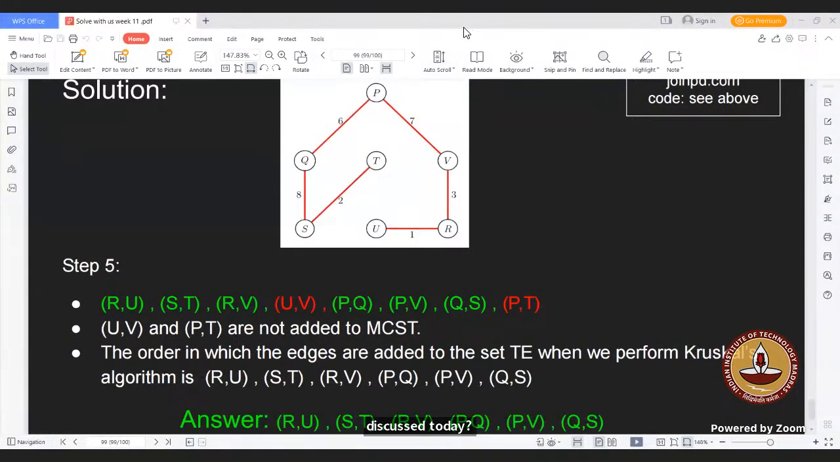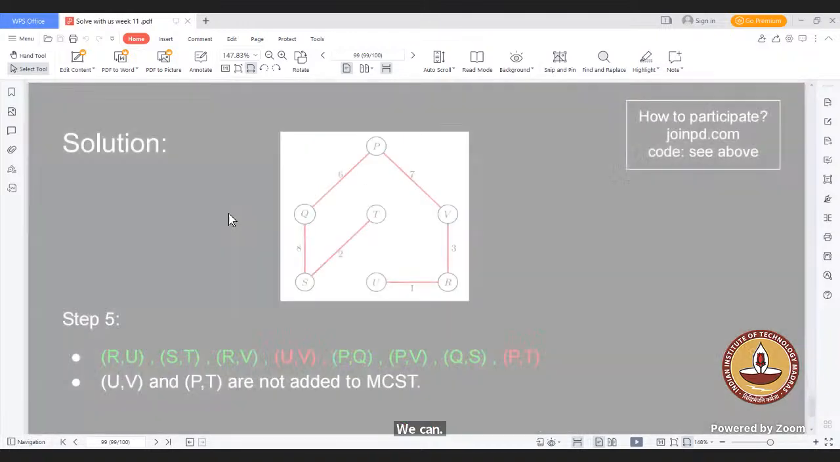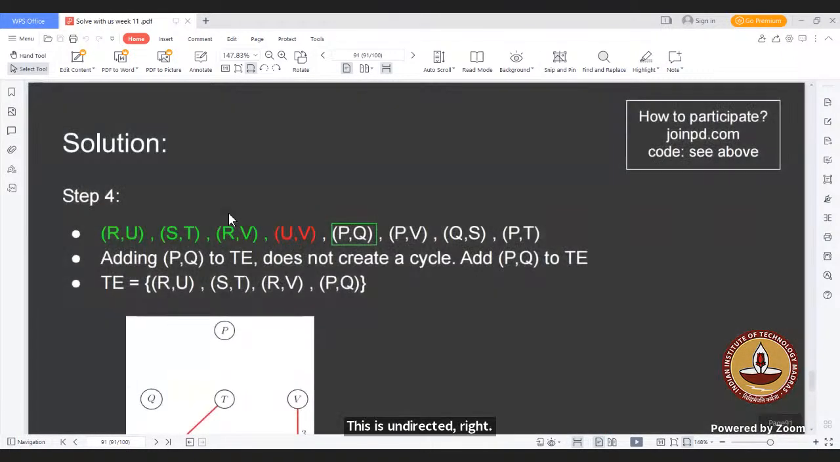I have one question. For this Kruskal's algorithm, can we only use an undirected graph, or sorry, a directed graph? This is an undirected graph, right? Yeah, this is undirected here.